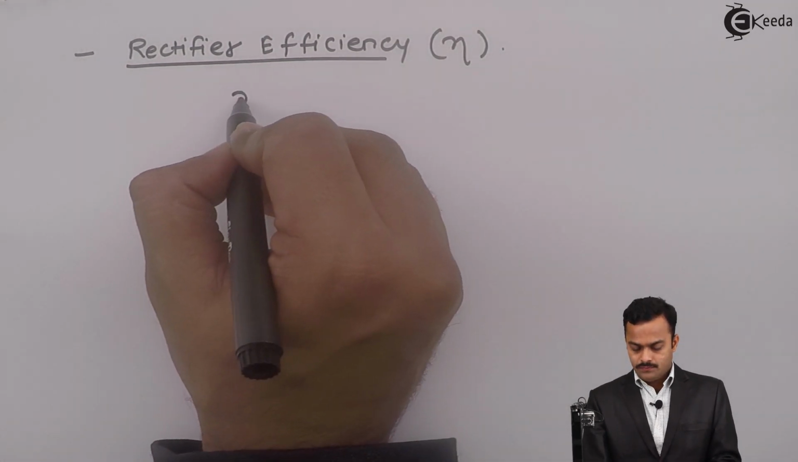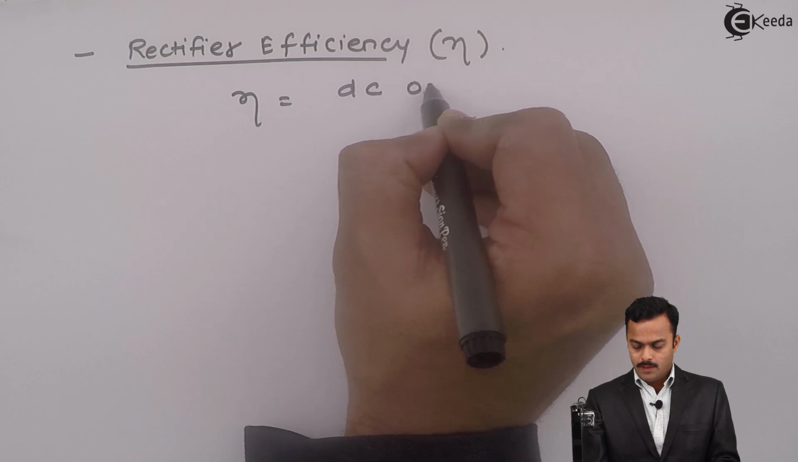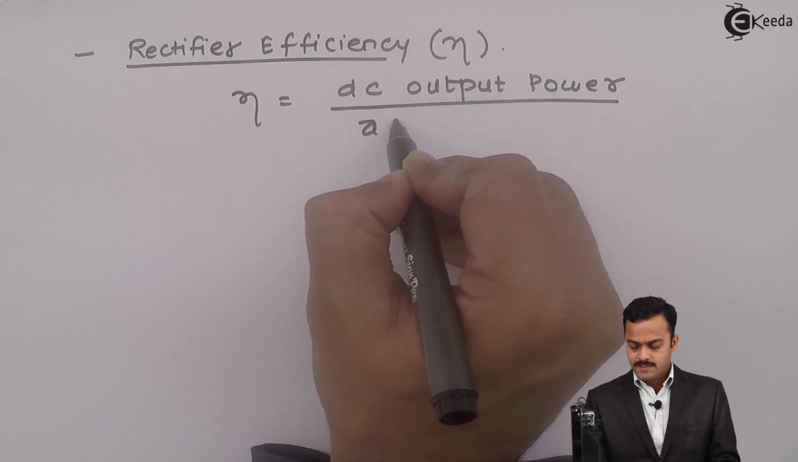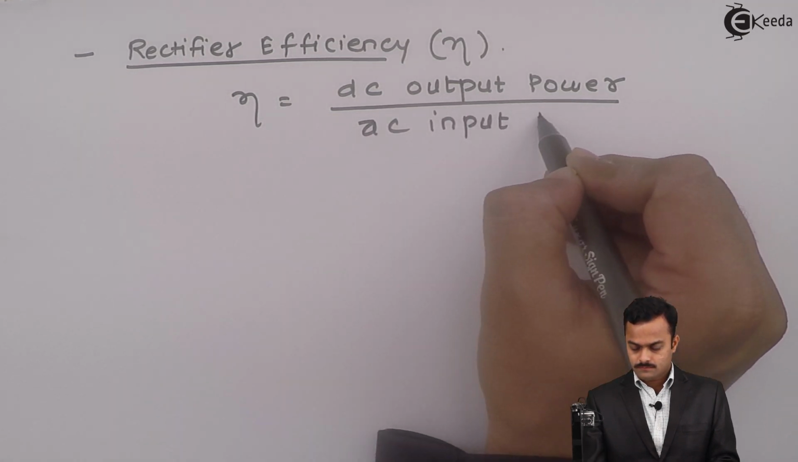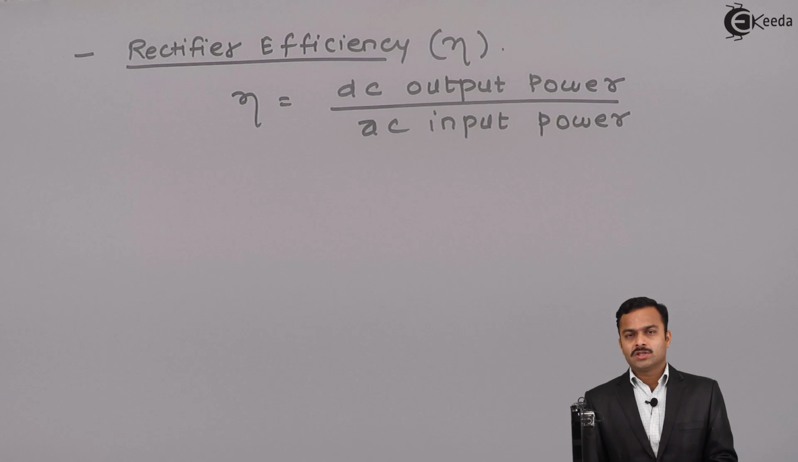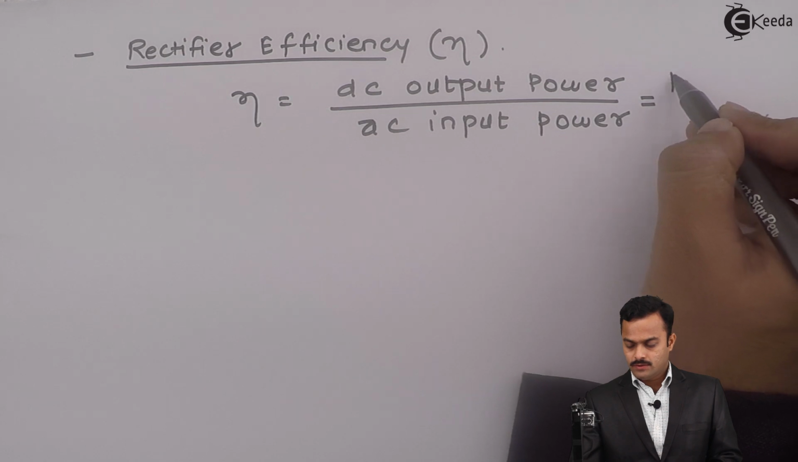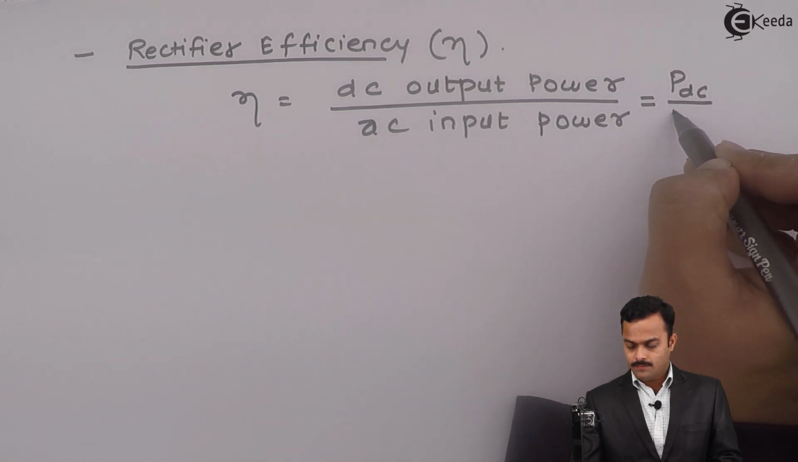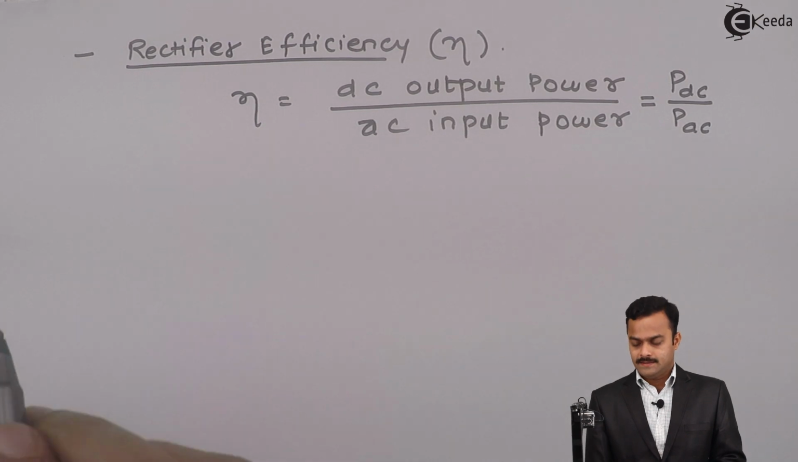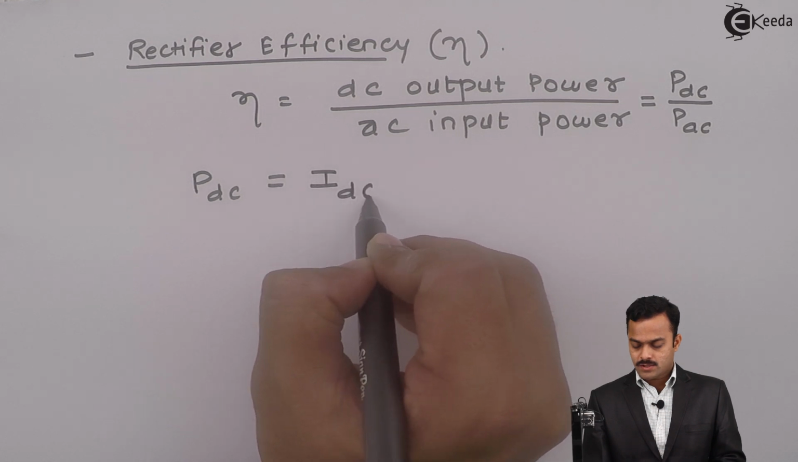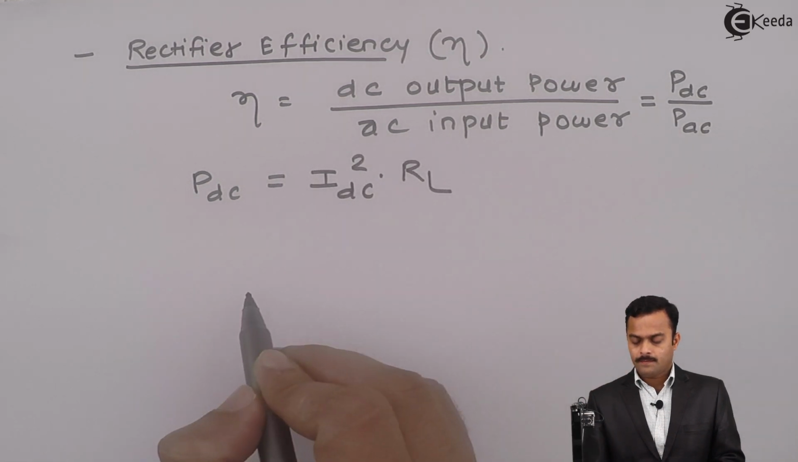It is a ratio of DC output power to AC input power. It is an indication of how good a rectifier is converting AC into DC as far as power is concerned. So, this is equal to PDC upon PAC. Now, PDC is nothing but IDC square into RL.